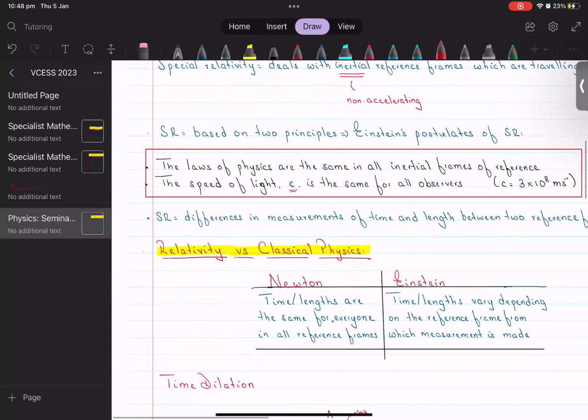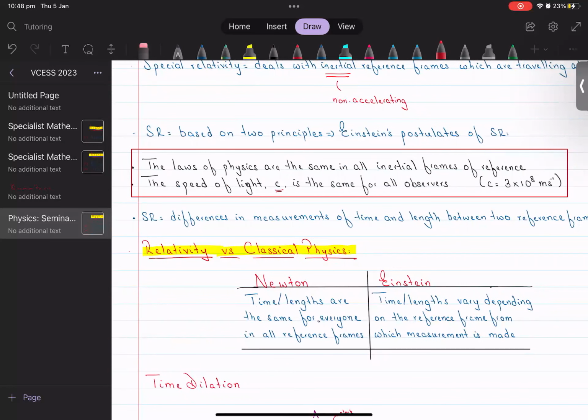So those are the two fundamental postulates, and they are absolutely essential to understand before making any more progress with this topic. And generally VCAA exam questions tend to ask, state Einstein's two postulates of special relativity. And if that question ever comes up, this is your answer. The laws of physics are the same in all inertial frames of reference, and the speed of light is the same for all observers. And these are the fundamental building blocks of the theory of special relativity.